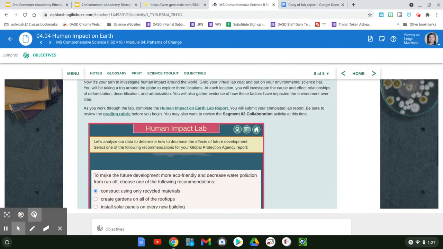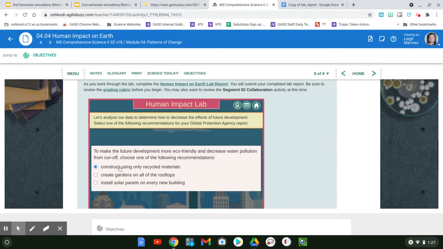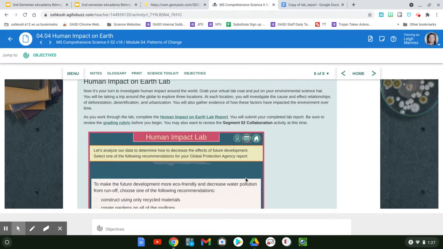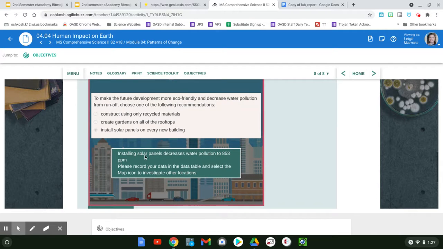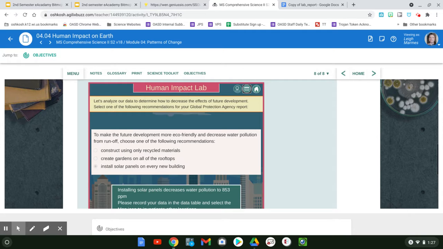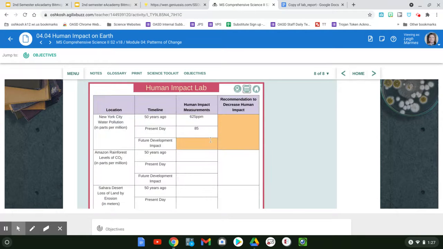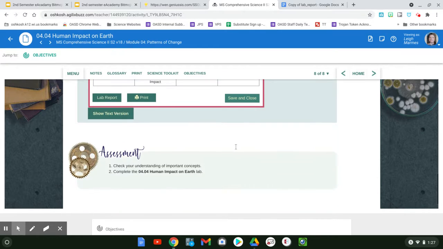And then you decide to make some future ideas. So what did you do? Did you install some solar panels? Okay, awesome. And then it tells you installing solar panels decreases water parts per million to 853, and record that information here. And then recommended impact. Recommendation to decrease the impact on the earth. And so you would write something here.